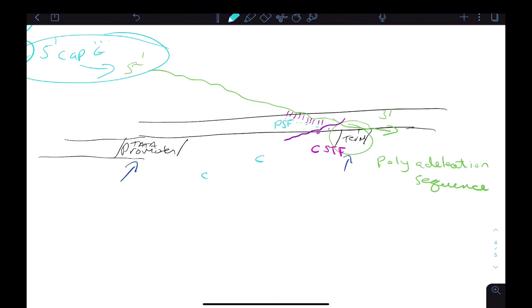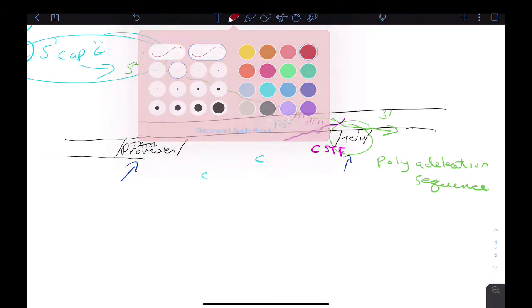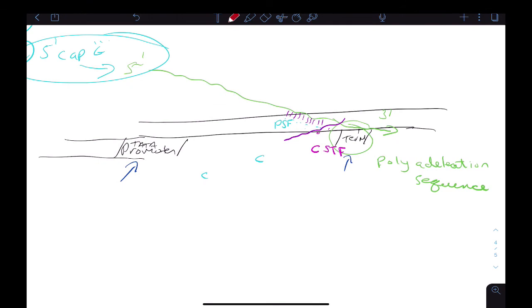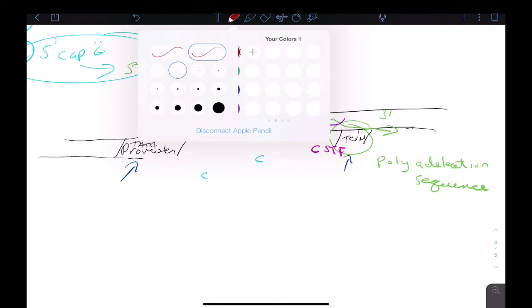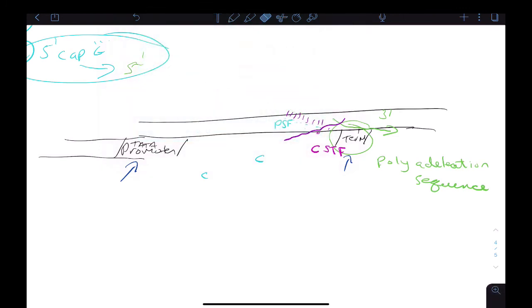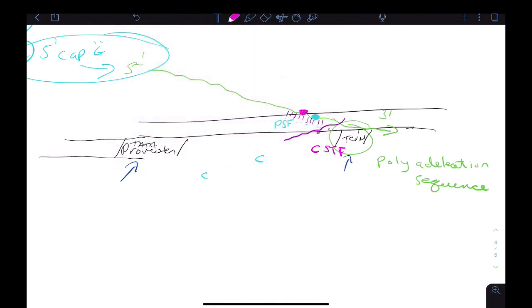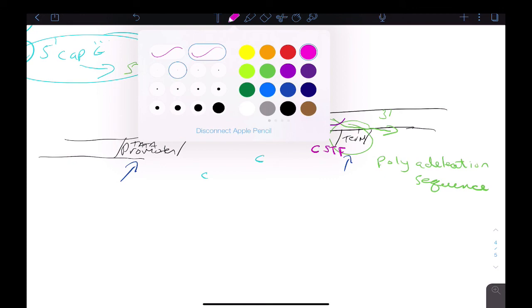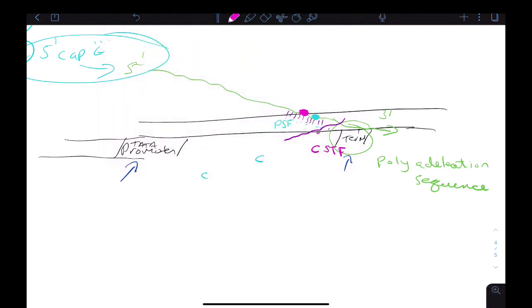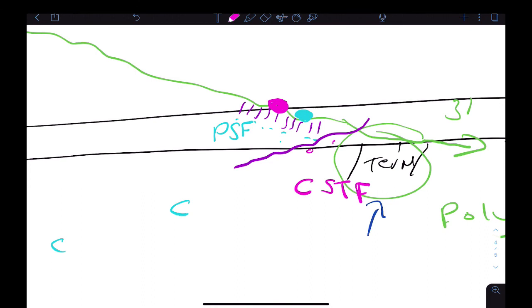They will come and they end up binding. So here, this one will come over there, and the other color is going to be this one. Now they're both over here in position. CPSF and CSTF end up being transferred and linked to the mRNA as we've drawn over here. So that's what ended up happening at this point.